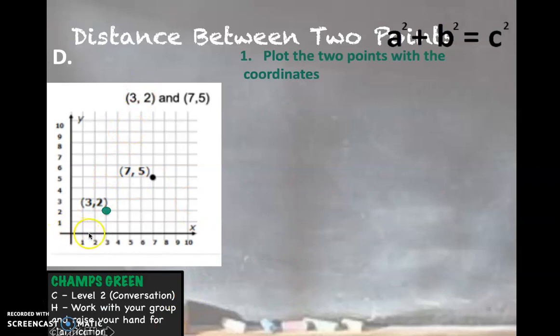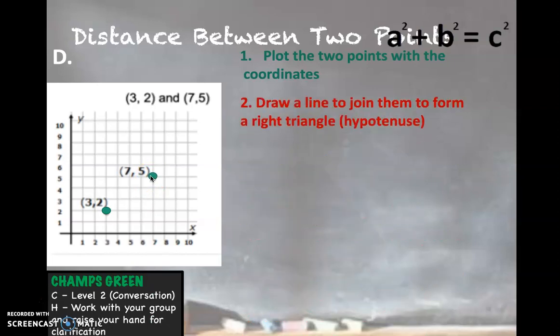X is 3, so I go down on 3, up on 2 for the Y. Here, X is 7. I'm going to go ahead and go to 7, and then up on 5 for the Y. Let's go through the steps. I need to connect them because I need my hypotenuse, which is my diagonal. That is the one we're looking for. I take my highest one, and again, I'm going to go from my highest point, and I'm going to go down. So I'm going to go down 1, 2, 3.